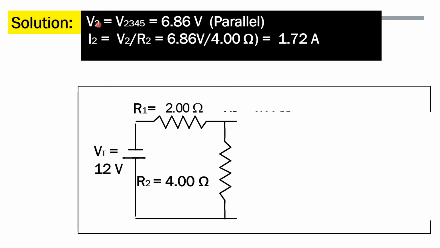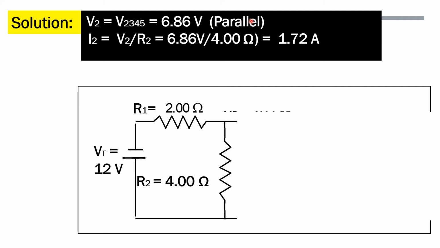V2 is part of V2, 3, 4, 5 that we just computed and represented earlier, and they are in fact parallel. That's how we are able to say that the value of V sub 2 is also equal to the voltage V2, 3, 4, 5 because they are in parallel. So our conclusion is that V sub 2 is also equal to the 6.86 volts earlier computed.